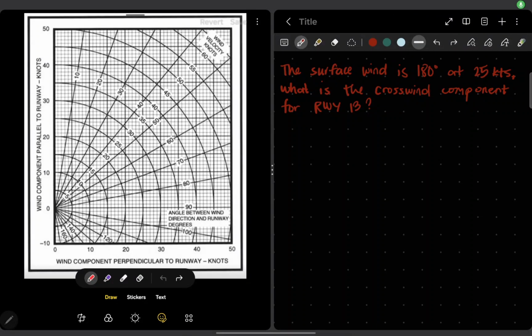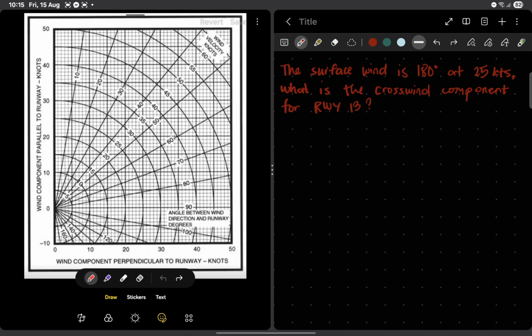Okay, so right now we will be discussing aircraft performance. We'll be looking at how we can find our crosswind and headwind components. So we have our chart here, the wind component chart, and we're going to be looking at our problem.